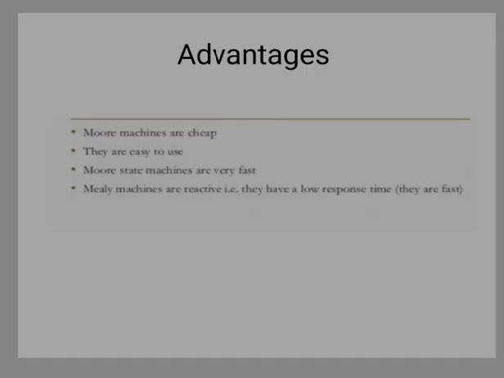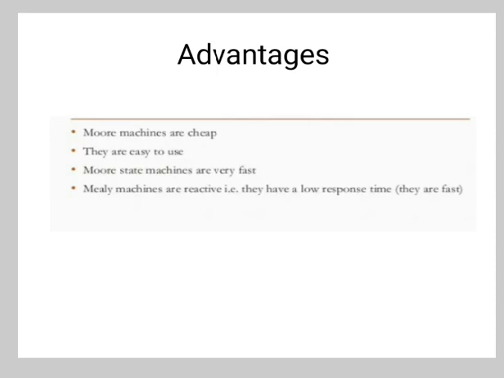Then the next is the advantages. So the Moore machines are cheap and they are easy to use. Moore state machines are very fast. Mealy machines are reactive, that is, they have a low response time and they are fast. So these are the advantages of Mealy and Moore machine.